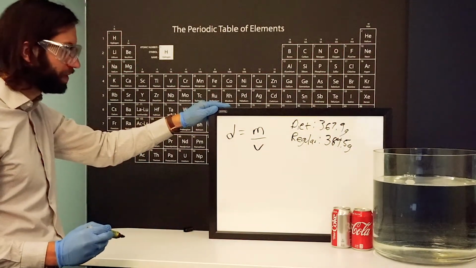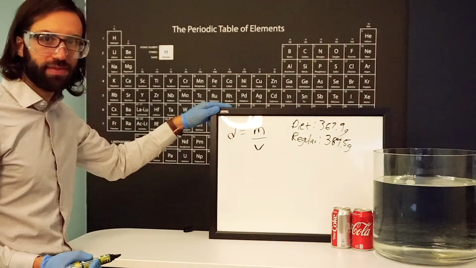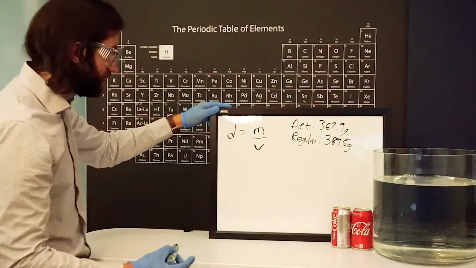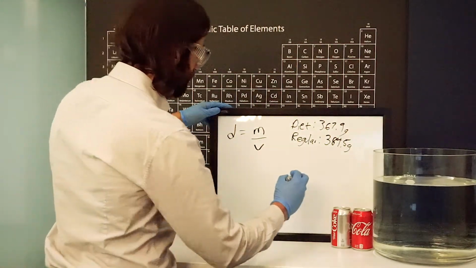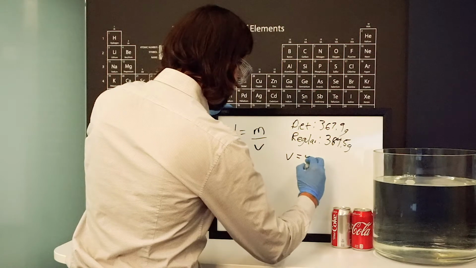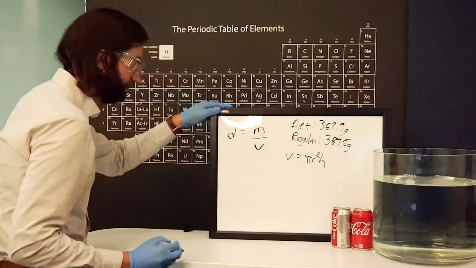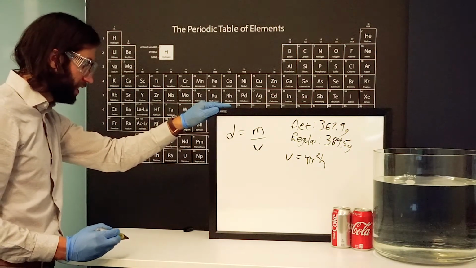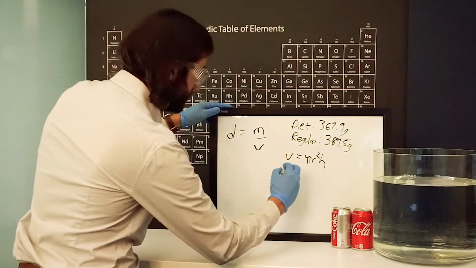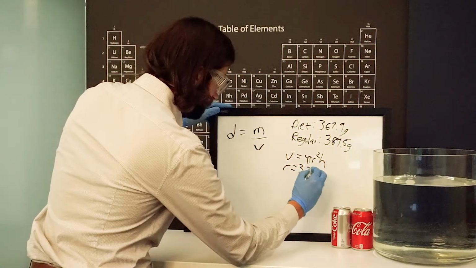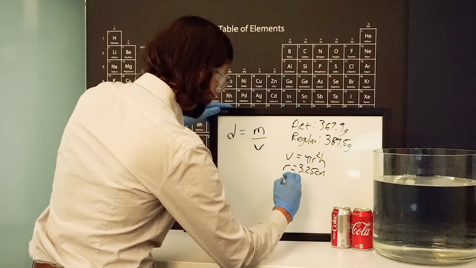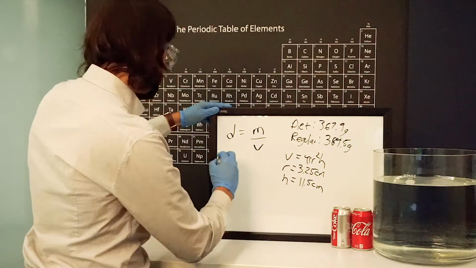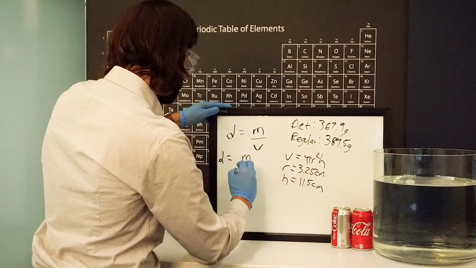And then for volume, there's a couple of ways you could do this. You can measure by displacement in water in a graduated cylinder. I just approximated it as a cylinder. And so I know the volume of the cylinder is pi r squared h. Okay, radius times its height. And then I just took a ruler and I approximated the radius as 3.25 centimeters, the height is 11.5 centimeters. And so plug this in for V.